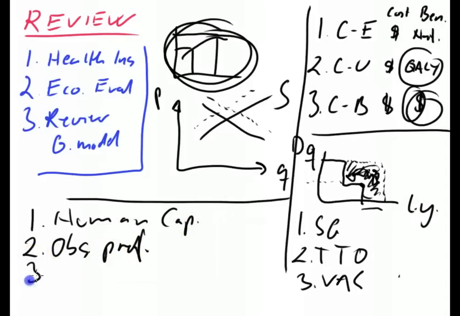Now, the third way would be something called stated preferences or contingent valuation. You just ask people, how much are you willing to pay? And you can do this in more sophisticated ways. And you'll learn more about all these methods.